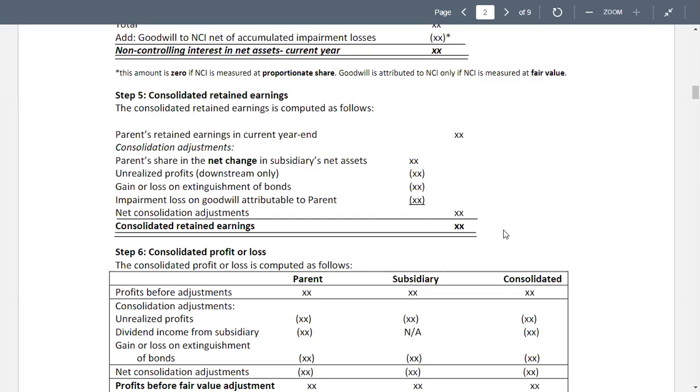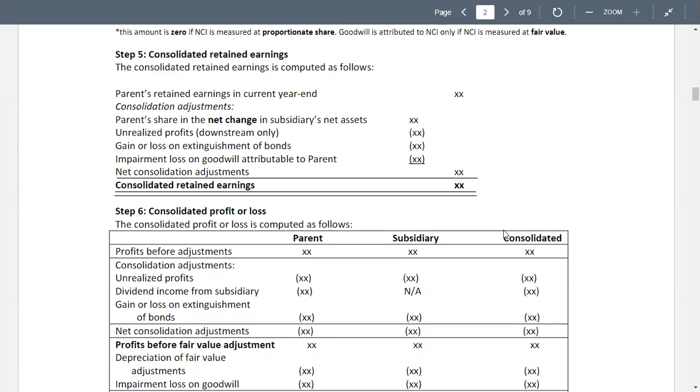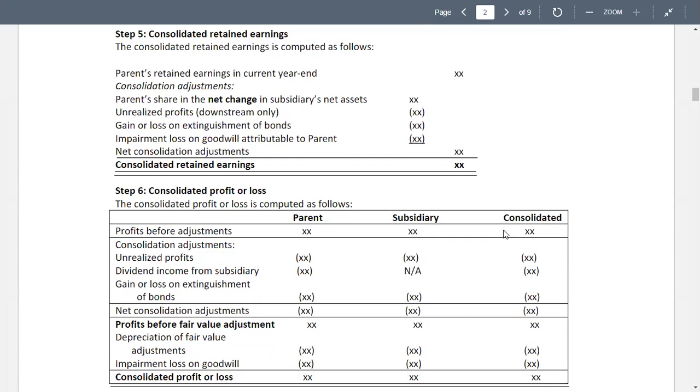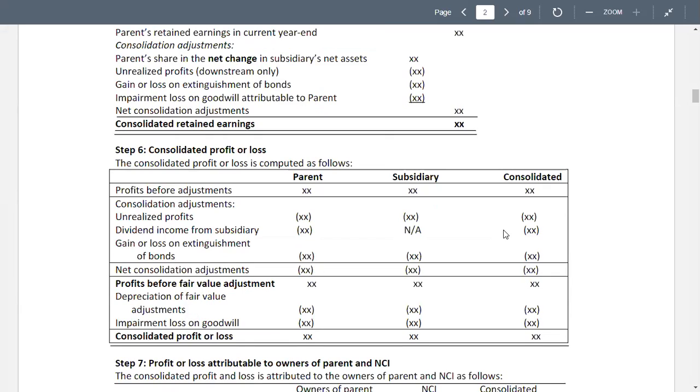Then we get the profits before fair value adjustments. Then we have the depreciation, fair value adjustments. It's the one that I mentioned. The more appropriate term is amortization and not depreciation, though if you are talking about tangible fixed assets, okay, it may apply. Then we have impairment loss on goodwill. So the difference is consolidated profit or loss with the three amounts.